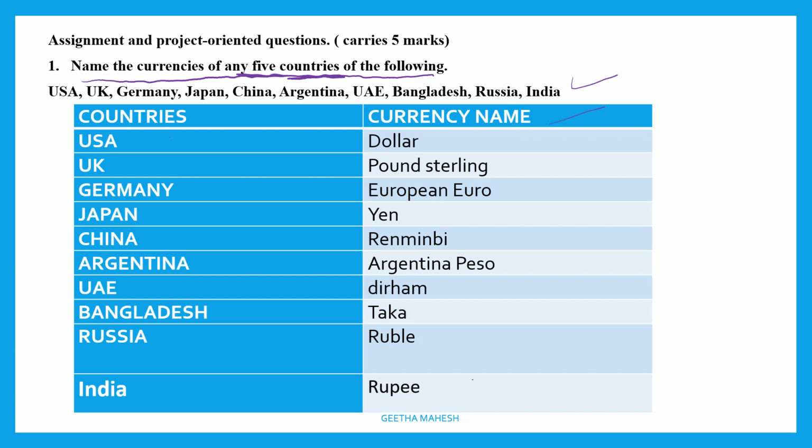So currency of USA is dollar, UK pound sterling, Germany European euro, Japan yen, and China renminbi, Argentina peso, UAE dirham, Bangladesh taka, Russia ruble, India rupees.